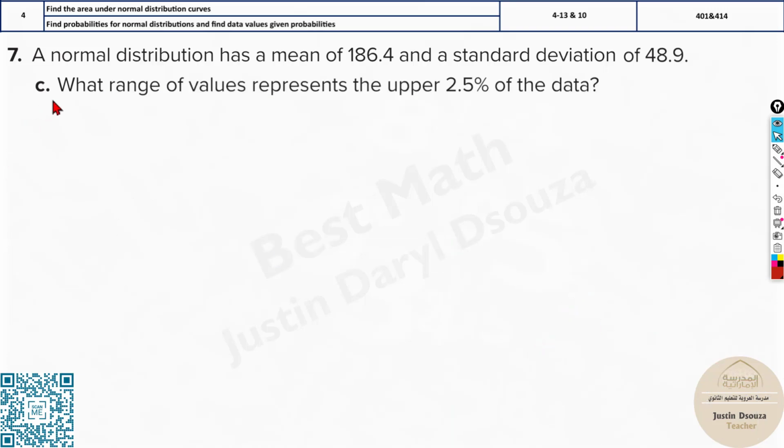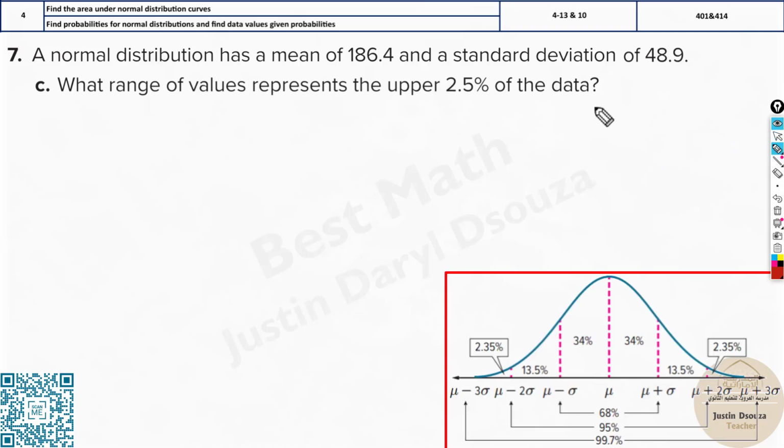The question number C is, what range of values represents the upper 2.5% of the data? Let's look into the normal distribution curve here. You know, this is 95% data, right? How much is remaining? There is 5% remaining, but 5% on both the sides. So each side will have 2.5%. Whenever they say upper 2.5, it's how much?